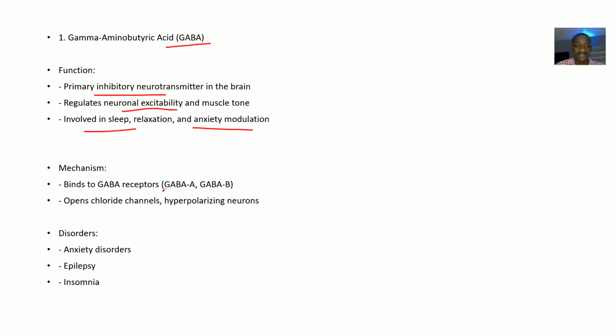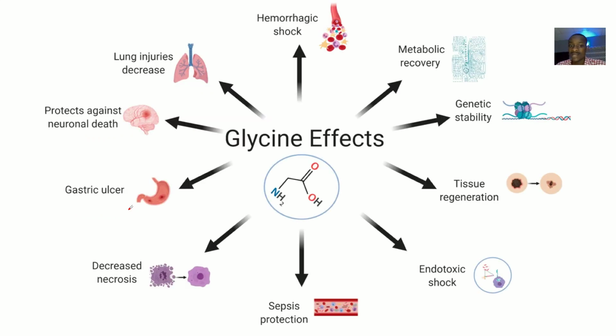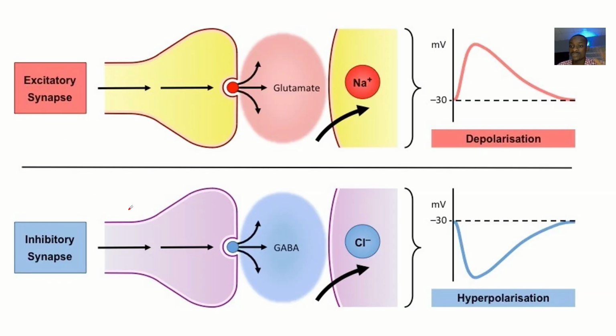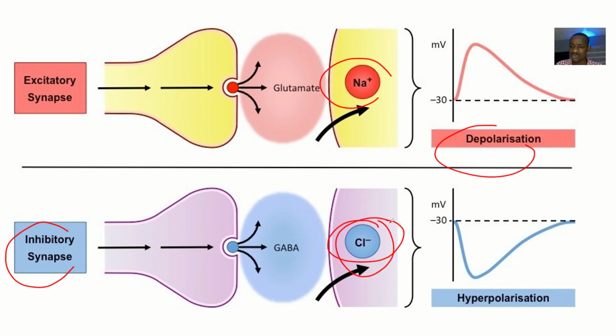Then what is the mechanism? They bind to GABA receptors, they open chloride channels, okay, then they hyperpolarize neurons. This image explains it better. This is an inhibitory synapse, all right? So they open chloride channels. For excitation, it is the sodium channels that are opened. There will be depolarization. For inhibition, chloride channels will be open, there will be hyperpolarization.